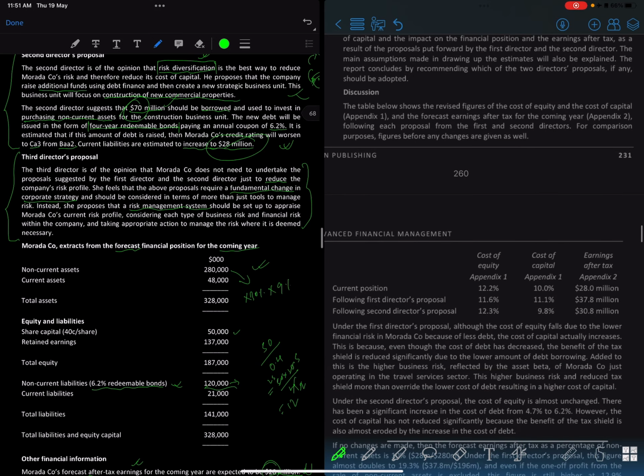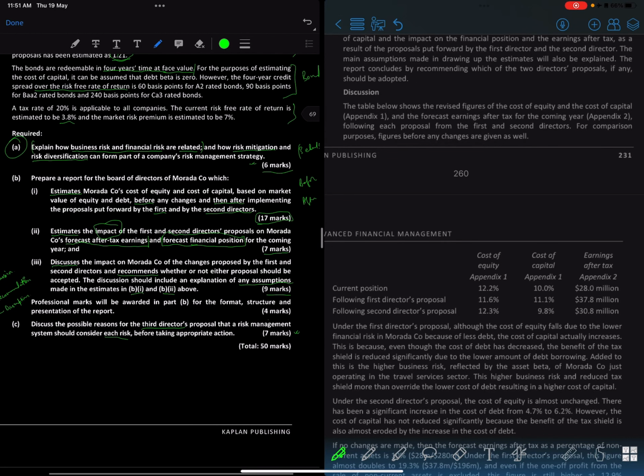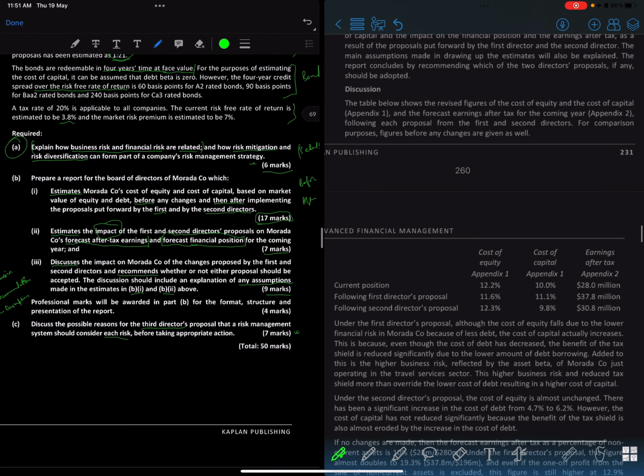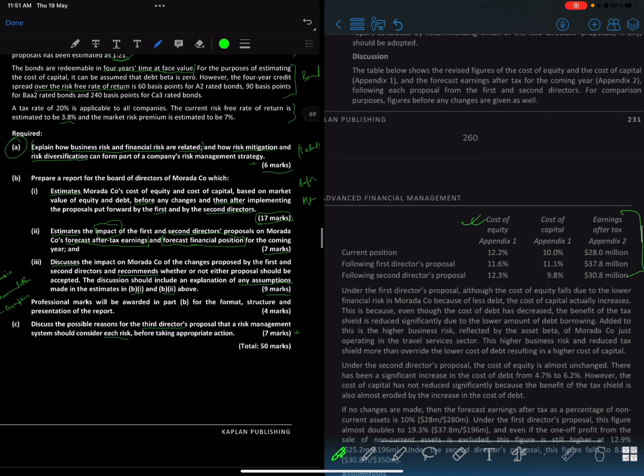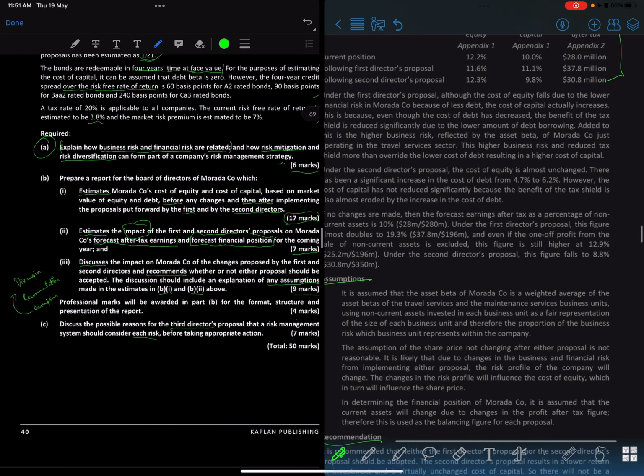As I've told you, the report includes how many sections? First we'll be discussing the current equity, before taking the first director's proposal, and then the after-tax earnings. You can make it a different heading as well. Then we have some assumptions that we need to give out, and then some recommendations. So discussion, assumptions, and recommendation, right?